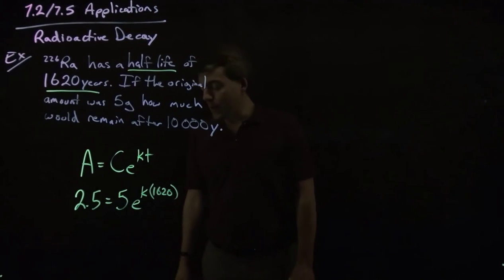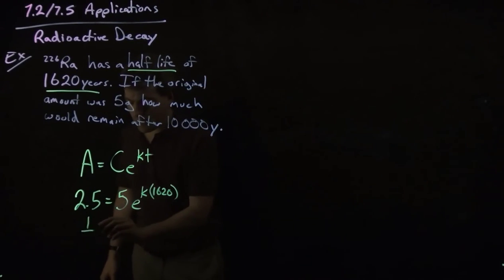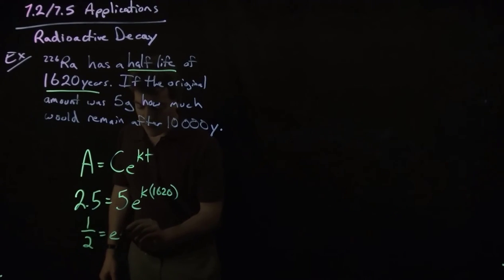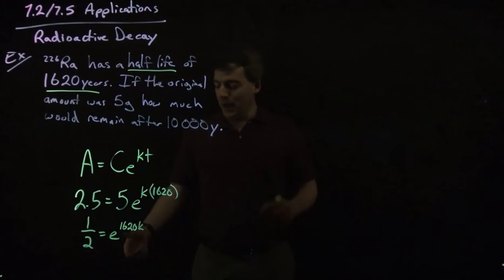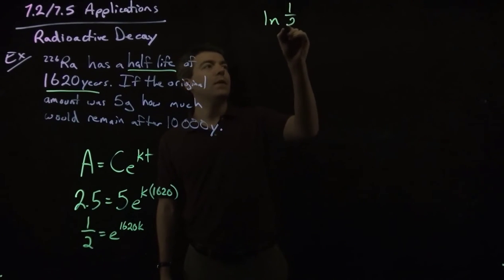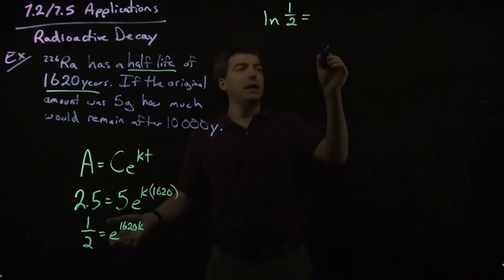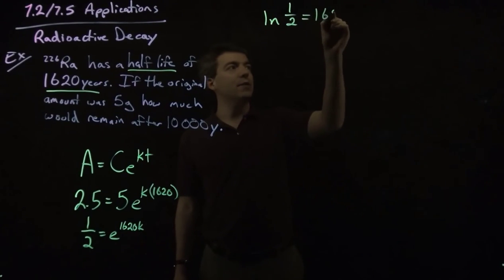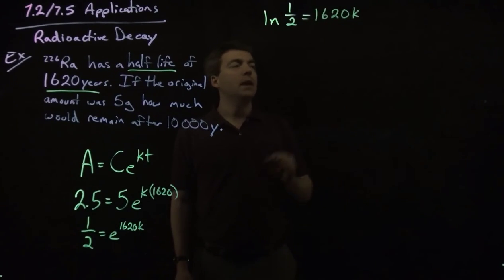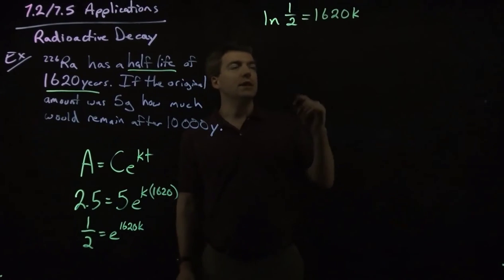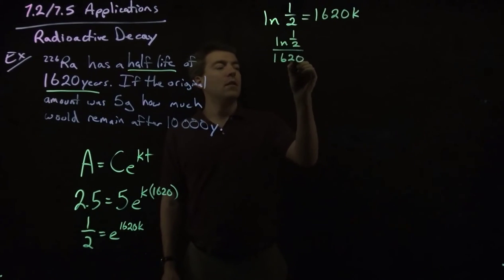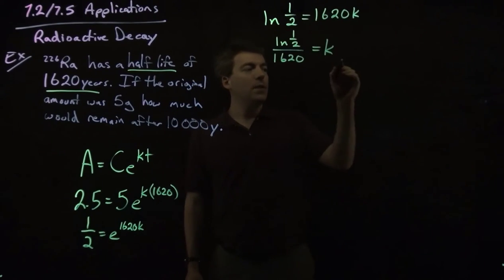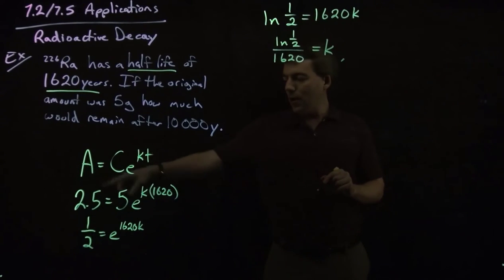All right, first off, divide by 5 gives us 1/2 equals e to the 1,620k. Apply the natural log to both sides. So we have the natural log of 1/2 equals, and the natural log and e cancel, gives us 1,620k. And then we can divide by 1,620.